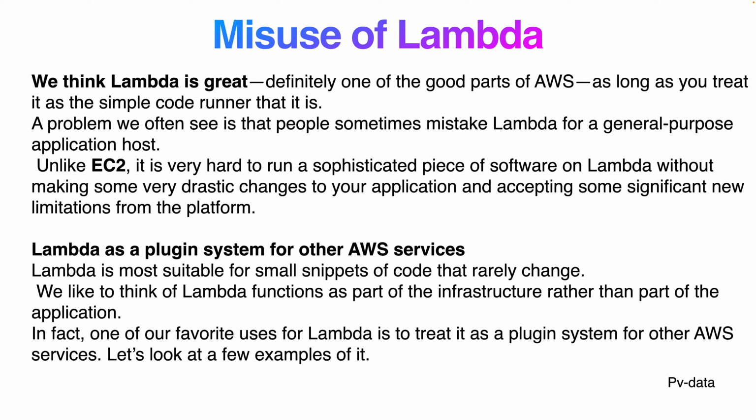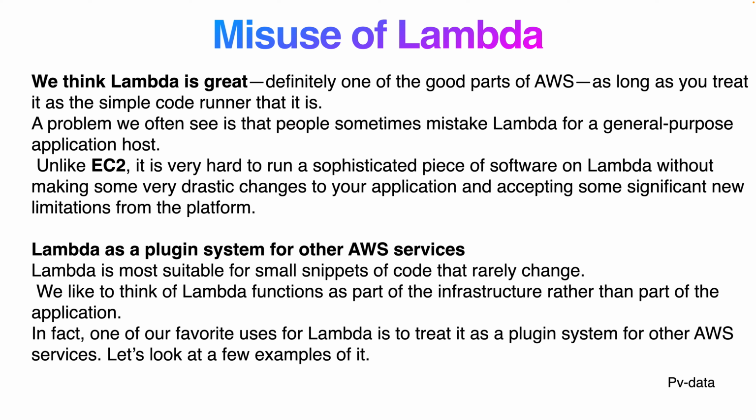So, misuse of Lambda. Let's talk about misuse of Lambda. We think Lambda is great, definitely one of the good parts of AWS, as long as you treat it as a simple code runner. A problem we often see is that people sometimes mistake Lambda for a general purpose application host. Unlike EC2, it's very hard to run a sophisticated piece of software on Lambda without making some very distinct changes to your application and accepting some significant new limitations from the platform. So Lambda is a plugin system for other AWS services. We talk about the limits of Lambda. We cannot use it anywhere, it's just a lightweight function.